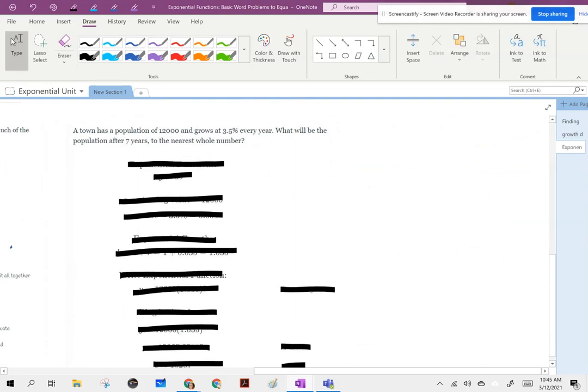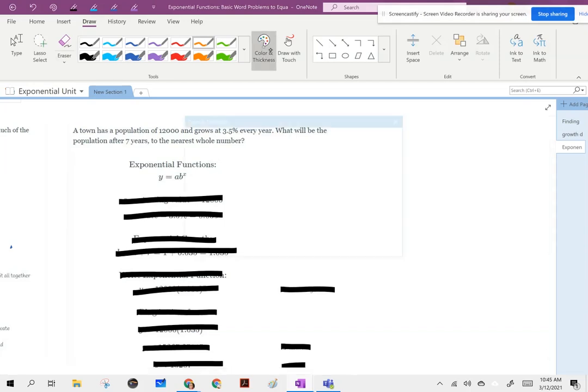All right, last you try problem. A town has a population of 12,000 and grows at a 3.5% rate every year. What will be the population after 7 years? To the nearest whole number. So let's make sure that you can answer the questions that follow. All right, we are going to highlight and read again. A town has a population of 12,000. It grows, keyword grows, 3.5%. What will be the population after 7 years? And it says to the nearest whole number. All right, so make sure that you identify those keywords in here.